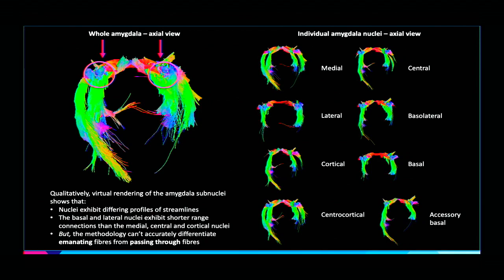So qualitatively, virtual rendering of the amygdala subnuclei shows 2 important points, which is the nuclei exhibit differing profiles of streamlines, and the basal and lateral nuclei appear to exhibit shorter range connections than the medial, central, and cortical. It's really important to bear in mind, however, that the methodology can't actually accurately differentiate between emanating fibers and fibers passing through the regions of interest. And this is just important to bear in mind because the nuclei are highly interconnected.